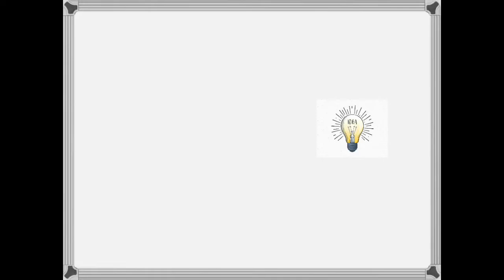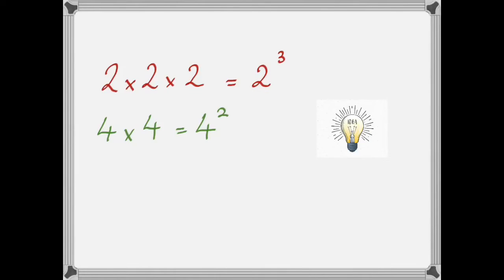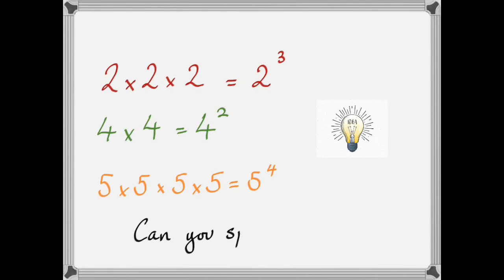So here's the idea. If we have 2 times 2 times 2, I could also rewrite that as 2 with this little 3 in the air. If I had 4 times 4, I could write 4, and again a small 2 just hovering above it. Or if I had 5 times 5 times 5 times 5, I could have 5 and a little 4 just above it as well. Can you spot the code that I'm using in this?